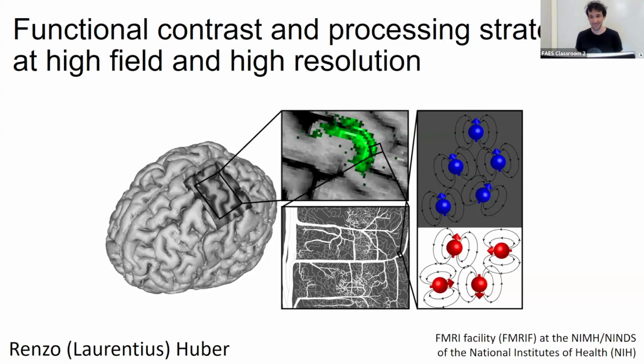Okay, welcome. This is the second lecture on high-resolution fMRI. It's entitled Functional Contrast and Processing Strategies at High Fields and High Resolutions. And this is a title that Peter gave me, so I will try my best to fit this into one lecture. It could not only be 2 lectures of functional contrast and processing strategies, but I think an entire 2 lecture series.